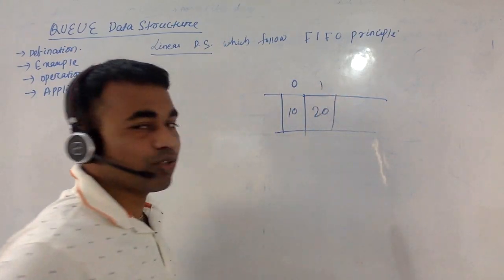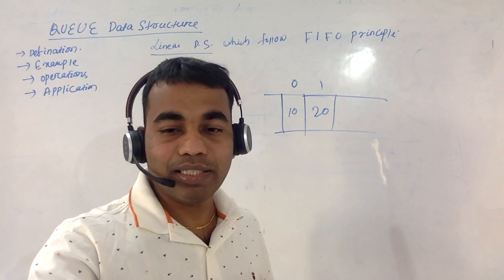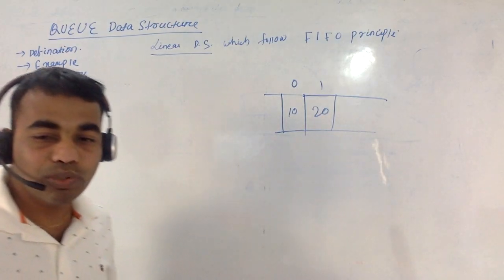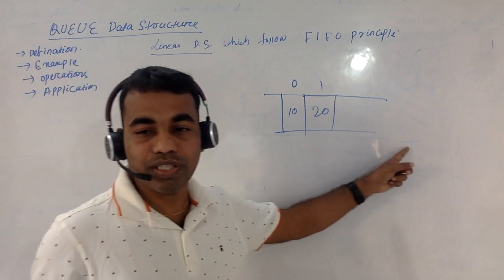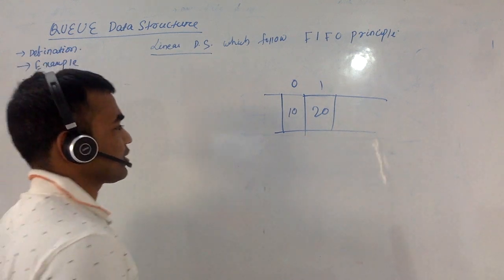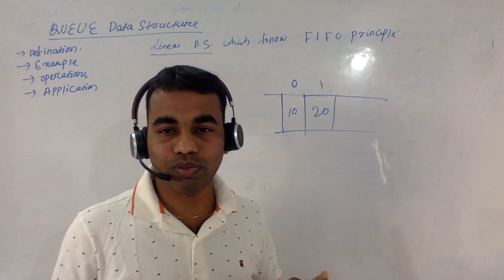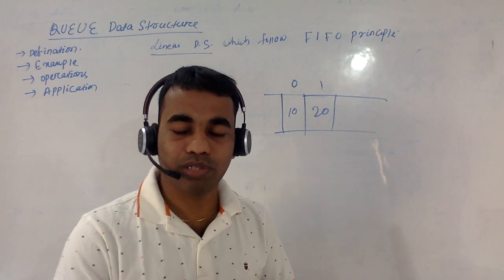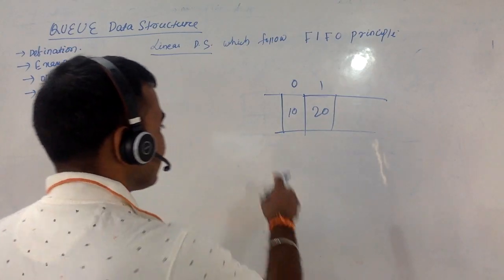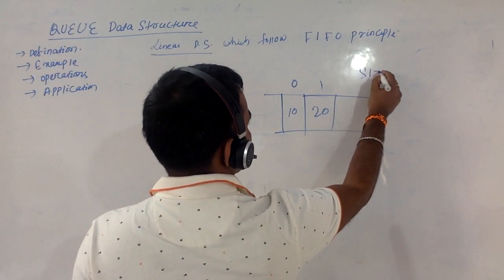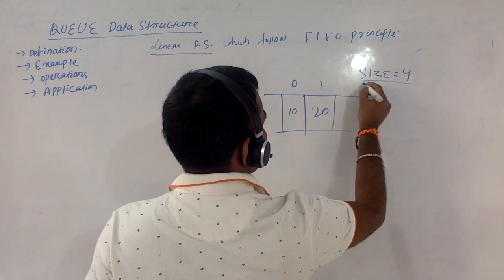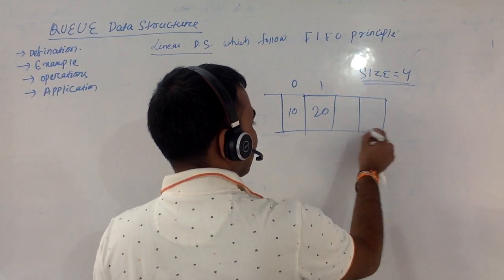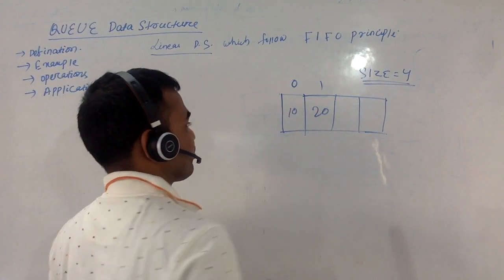One thing you should understand: if any queue is there, it will have a size associated with that particular queue. Like in a movie theater counter, there cannot be thousands of people standing in the queue. Maybe it will have a capacity of 10, 20 people. So every queue will have a size. Suppose for simplicity, let me assume that the size of my queue is 4. That means only 4 people can come and be put into this particular queue.